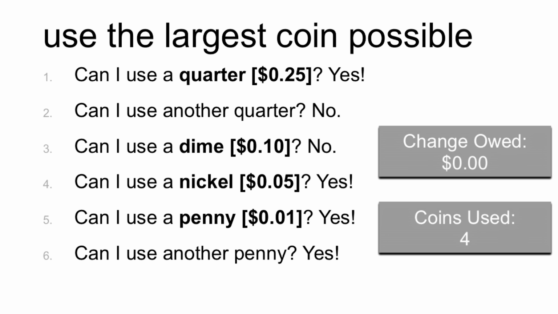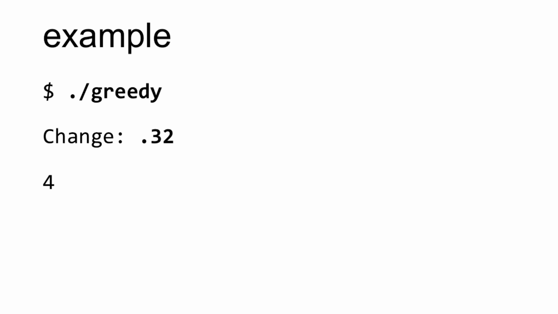Once you're finished, the program will look like this. Once the user runs the Greedy program, they'll be prompted to give the amount of change in dollars that they're owed, and then your program will output the minimum amount of coins that the greedy cashier would use to make that amount of change. So now, let's break this down into our subtasks.